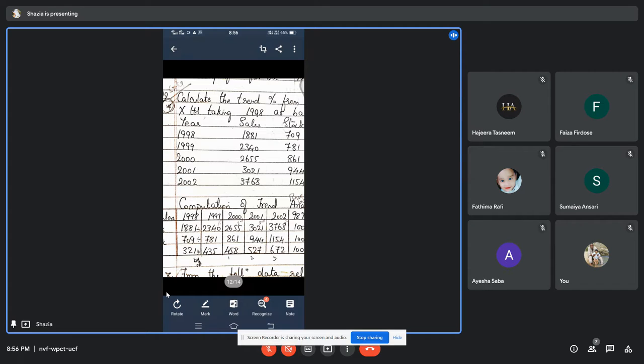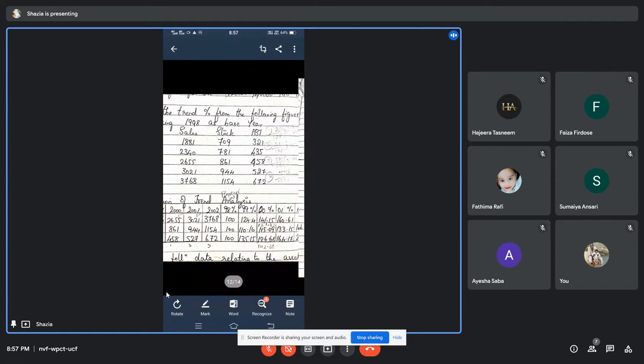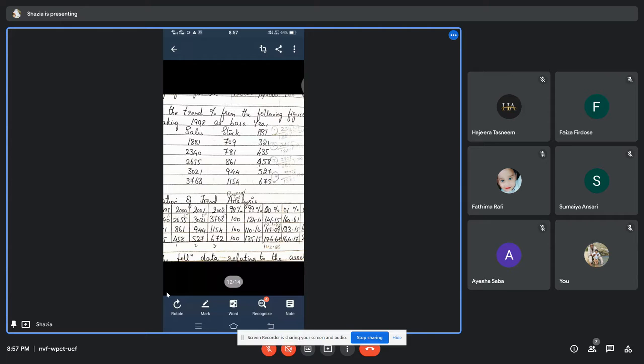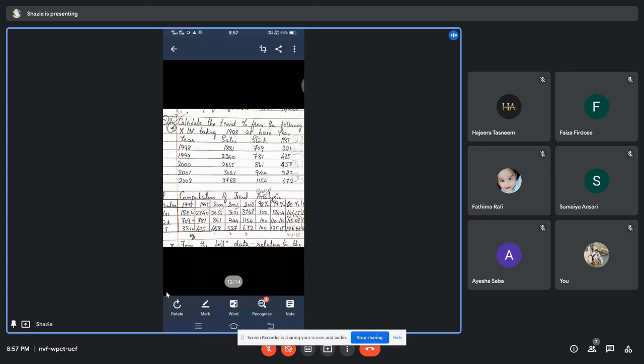So here, 1998 sales is 1881. Then 1999 is 2340. Then 2000 is 2655. 2001 is 3021. 2002 is 3768. Okay, so like this they have given sales, the complete sales. Then stock, then amount they have given, profit before tax also they have given. Okay, so you have to take up the information like this, draw the columns. Computation of trend analysis is the thing they have asked you to take.